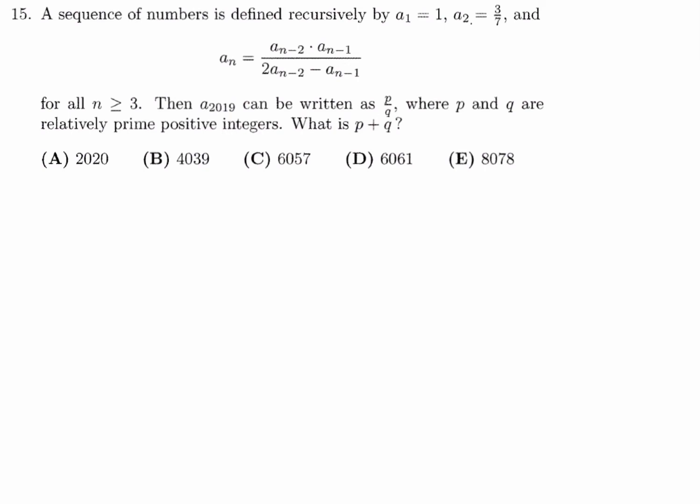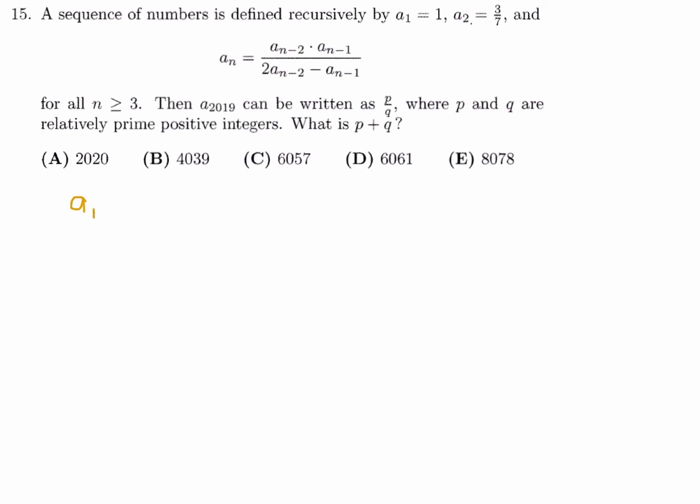A sequence of numbers is defined recursively by a1 equals 1, a2 equals 3 over 7, and an is equal to an minus 2 times an minus 1 over 2an minus 2 minus an minus 1 for all n greater than or equal to 3. Then A 2019 can be written as P over Q. What is P plus Q?